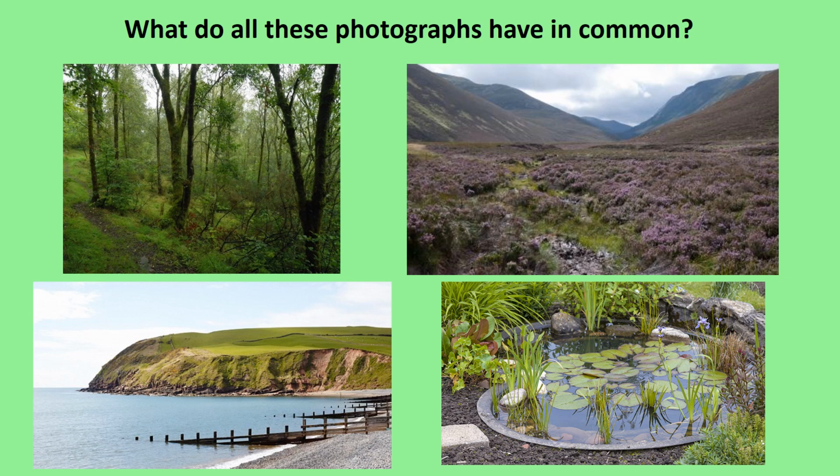It looks like it could be a pond in somebody's garden, so quite a small scale ecosystem, compared to the picture in the top right, so a moorland landscape. So that's actually a picture taken in the Scottish Uplands in the northwest of Scotland. In the bottom left-hand corner, we've got a coastline on the east coast of Wales, and in the top corner, a picture of a forest in Yorkshire. So 4 different ecosystems in the UK. There's many more.